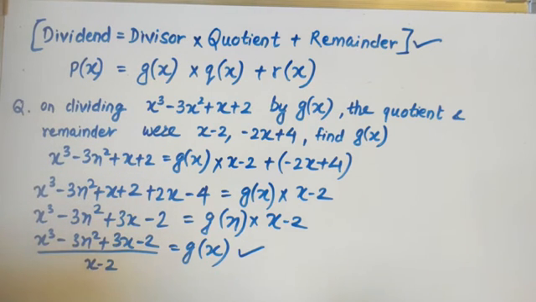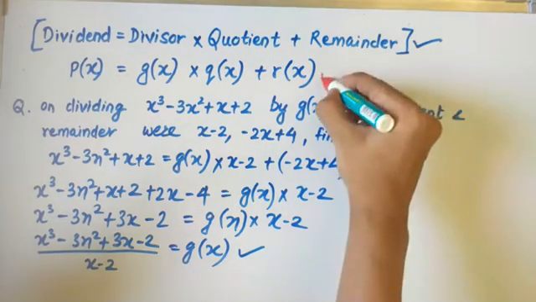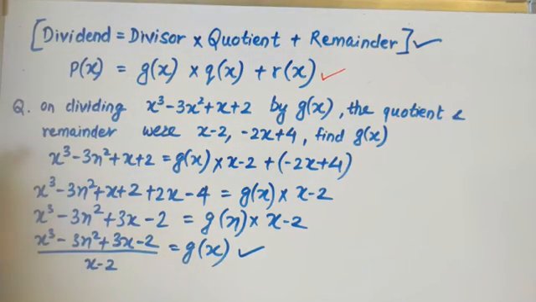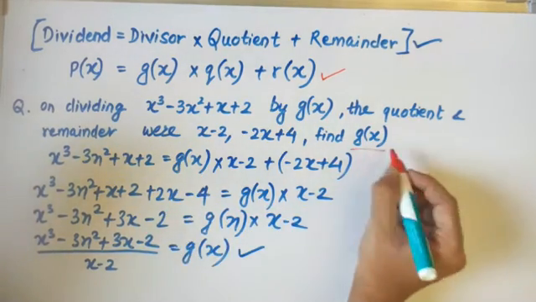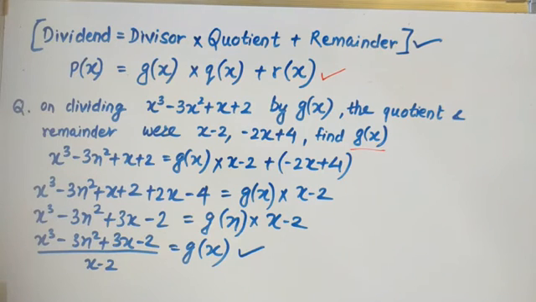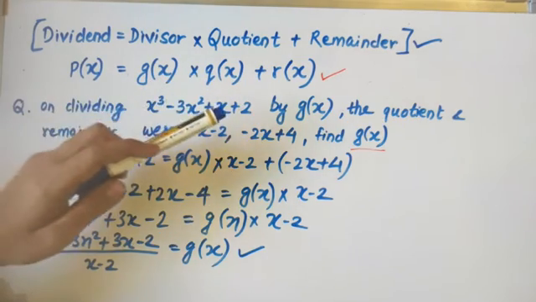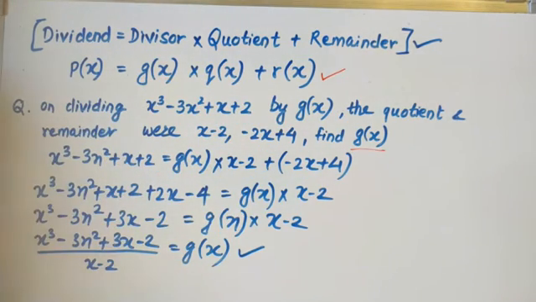So this is the basic. You must know what is p of x, what is g of x, what is q of x, what is r of x. Because in this question it is not given that you have to find the divisor, it is given to find g of x. So you must be very familiar with p of x, g of x, q of x, and r of x. This is the basic of polynomial. This question is not completed. You have to find g of x by dividing this by x minus 2.